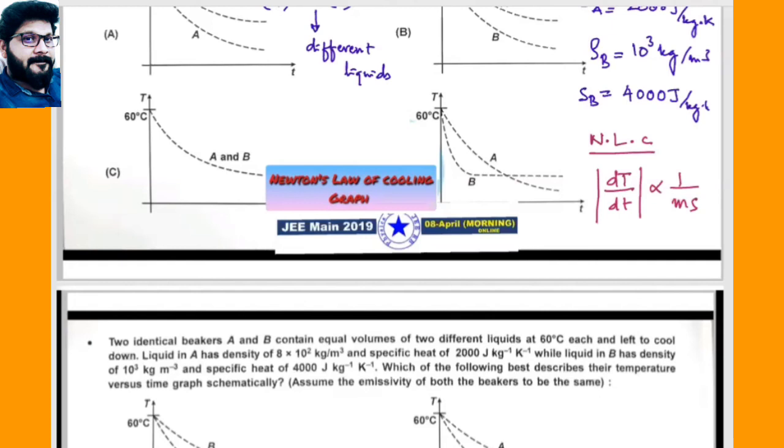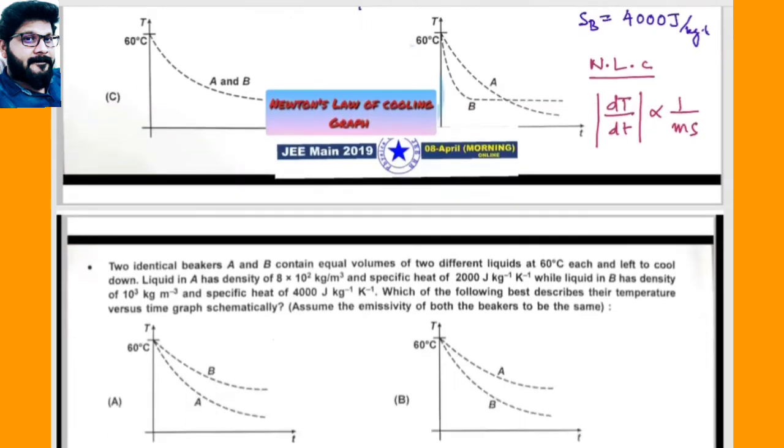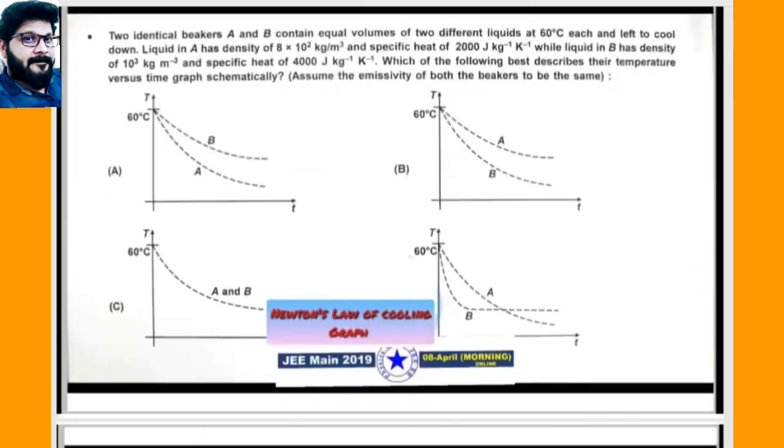So in the last classes we discussed how we got this equation, right? Proceeding with this equation, now I can write dT by dt is proportional to 1 by m into s. We know that density is equal to mass by volume, so mass is equal to density into volume. Volume is already given as constant, the same. So that means I can write mass is proportional to rho.